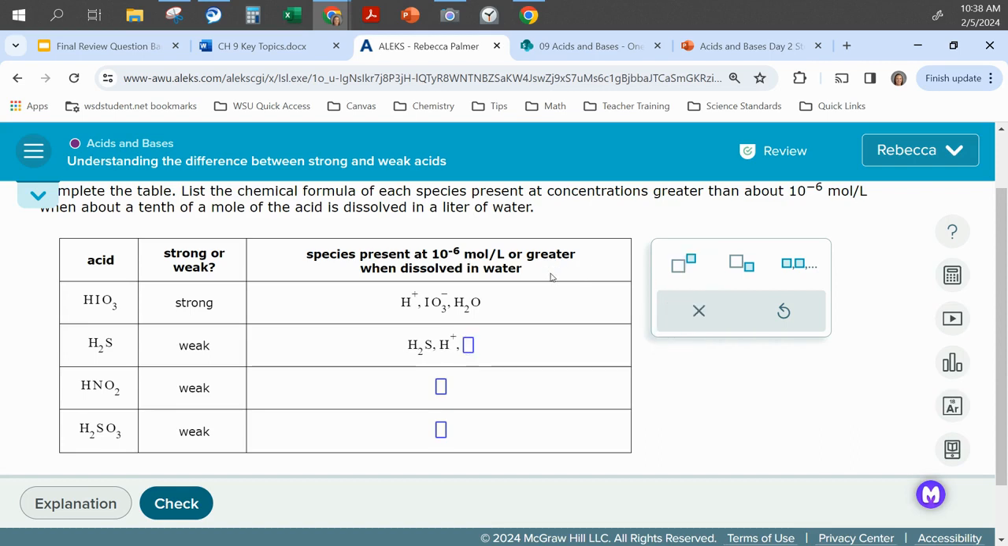And I'm going to have the conjugate base, HS minus. And it's in water, so I better have water somewhere. Is there always water? Yes.